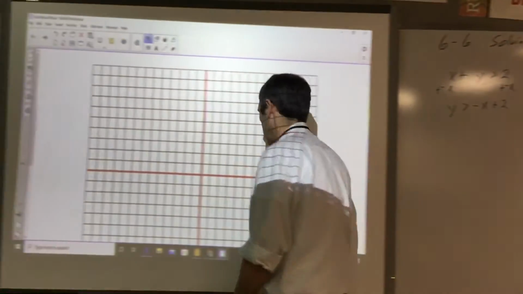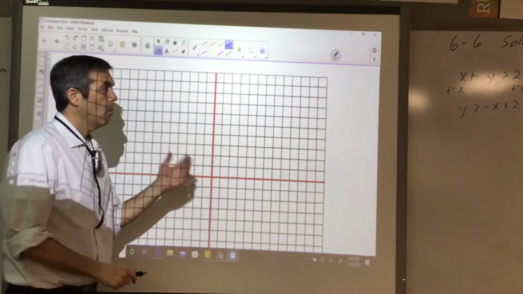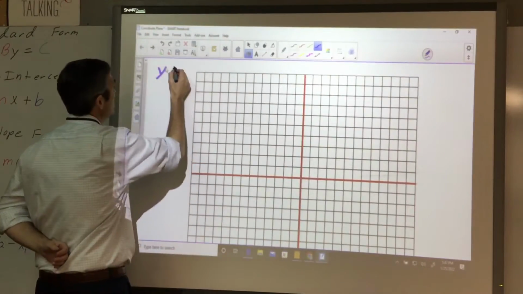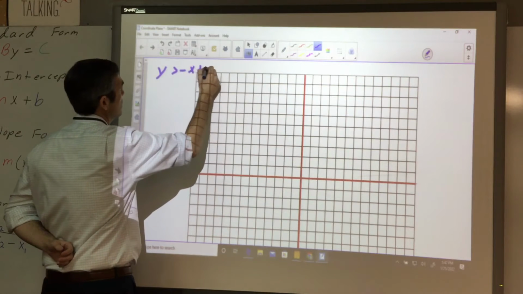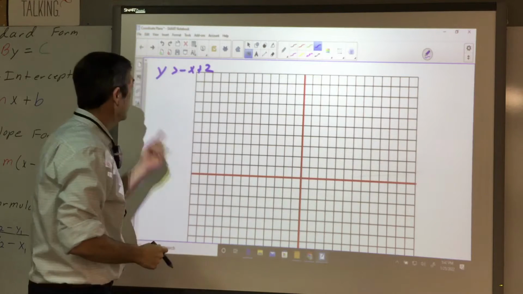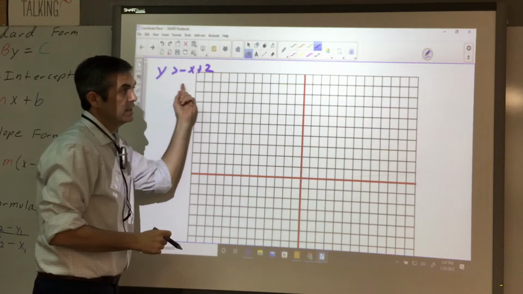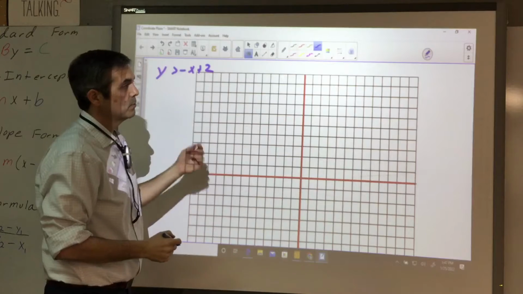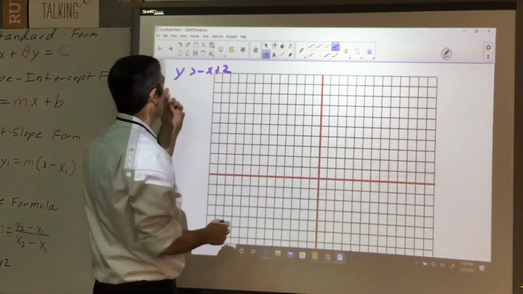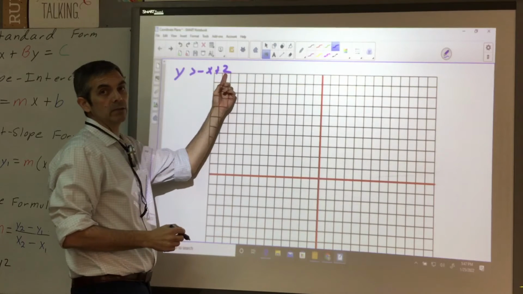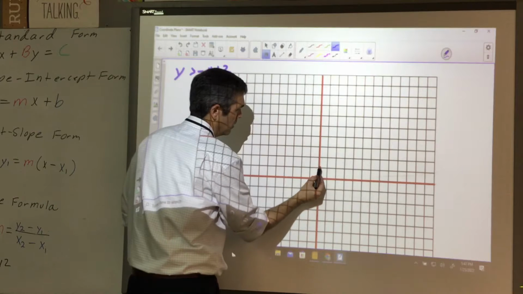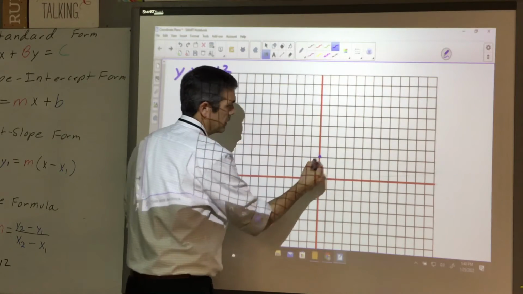All right, so our first one, and I'm going to put them up here so that we can see them: y is greater than negative x plus 2. This is our first line, and we're going to put it up here. Notice there's no line underneath it. That means it's supposed to be a dotted line. That's one of the first things you notice. Then we look at our y-intercept, 0, 2. So I'm going to go up to 0, 2. Here's our first point.